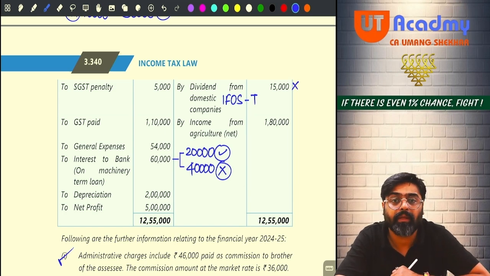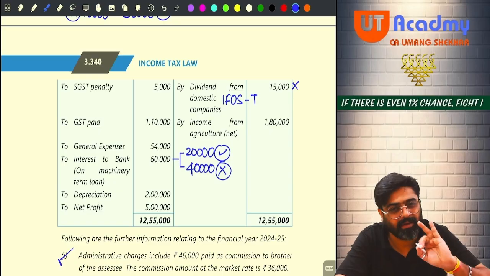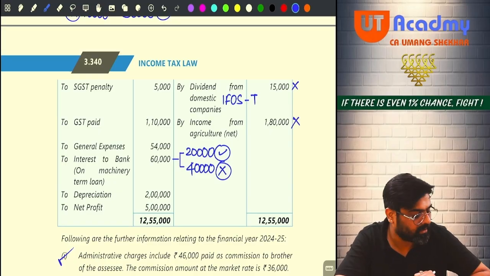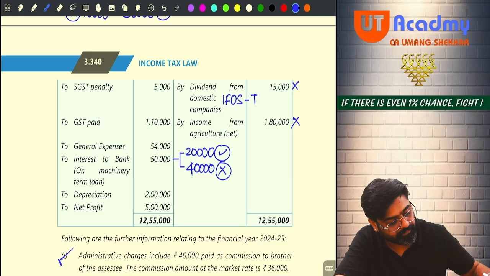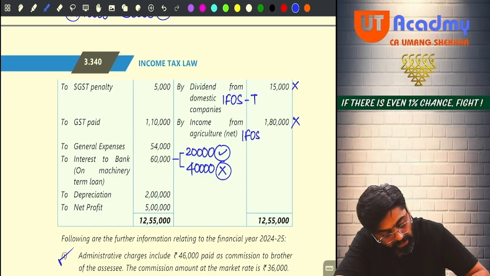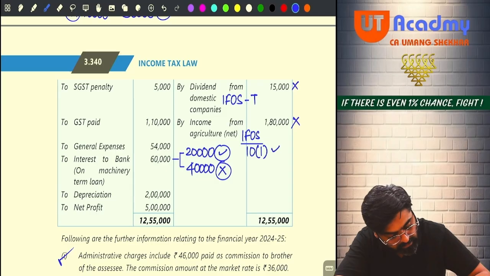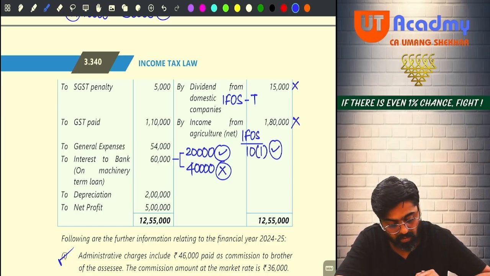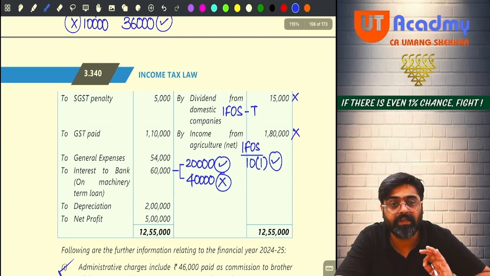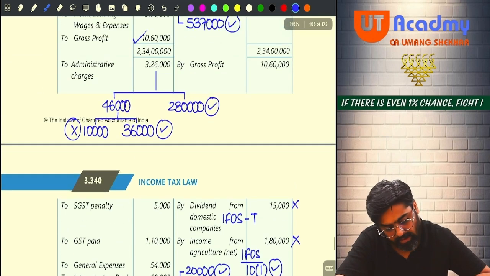And now if you are having agricultural income, it is also not your business income. Yes or no? This is also not your business income. This will be your income from other sources, and there it will not be taxable. You will claim it as exempt under section 10(1) because agriculture income is fully exempt under section 10(1). Okay? Sure? Very good. Now coming to the debit side, SGST penalty. No, wait, here. Administration, okay.